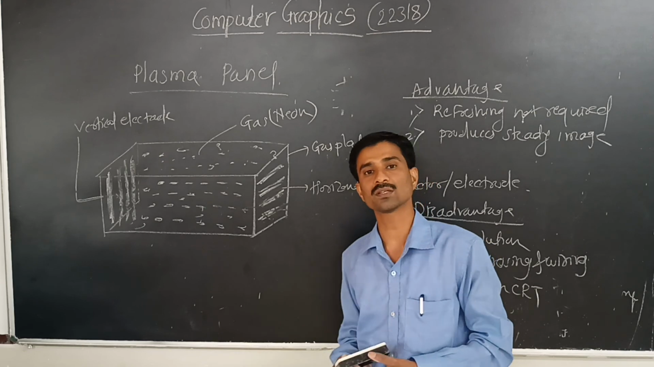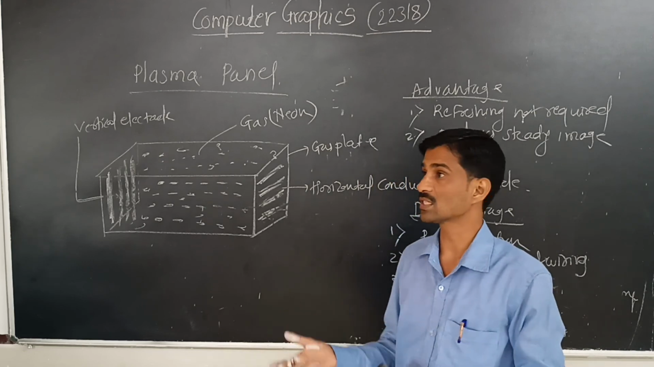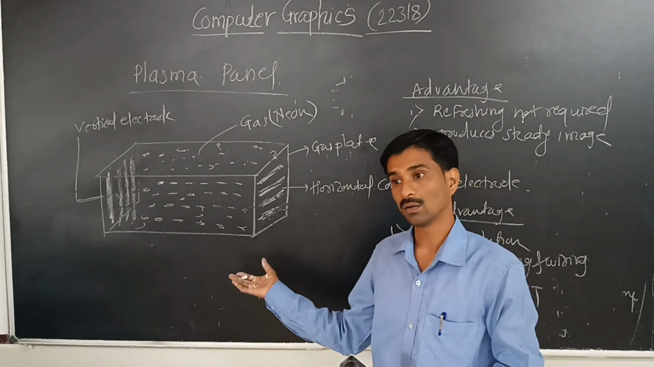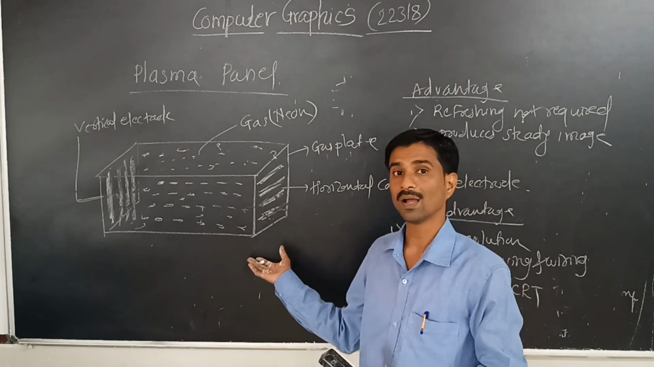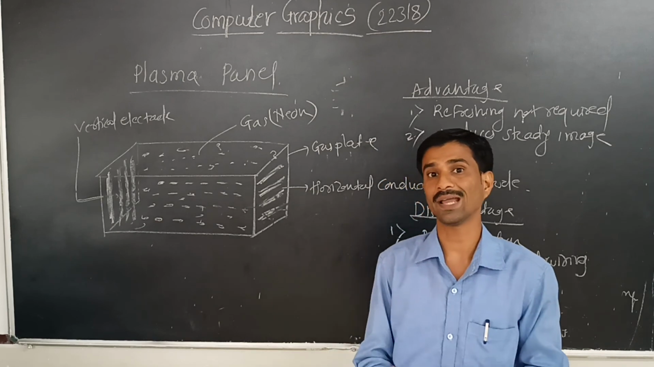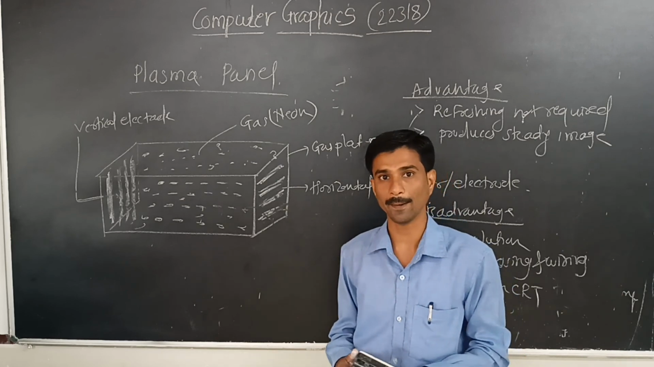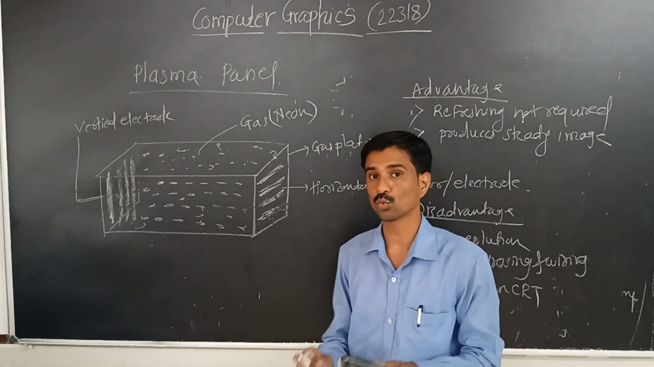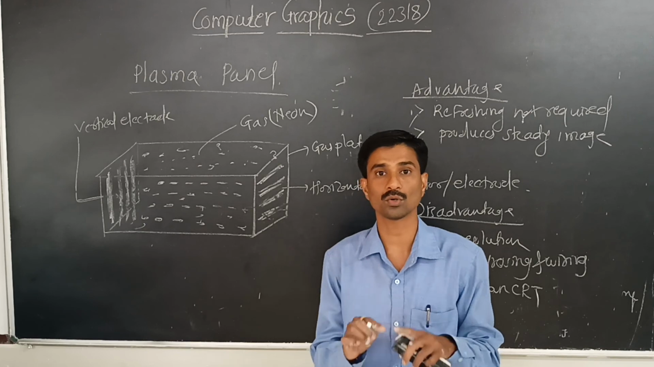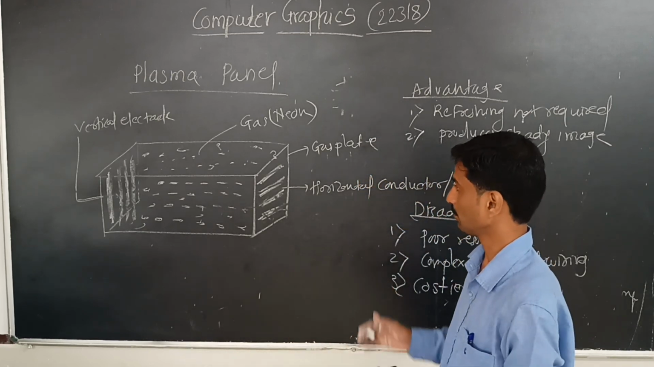In the MSBTE examination they can ask you to write down the advantages and disadvantages of plasma as well as LED. Or they can ask directly for a 4-mark question: explain plasma panel. For that you have to draw a simple diagram, and then only can you explain better.